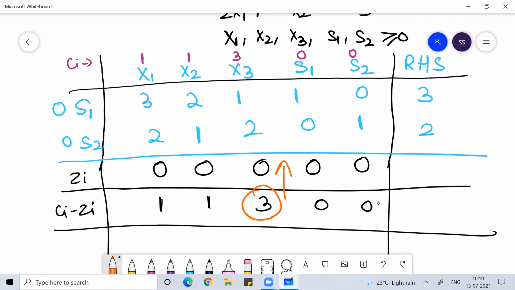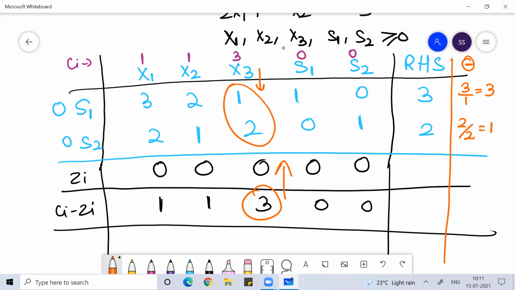You get to know which variable is entering into the solution by looking at the ci minus zi value. Then you can understand which variable is going to be replaced by it. For that, you can look into the theta. So theta here is 3 divided by 1, that is 3. The theta here is 2 divided by 2, which is equal to 1. Look at the corresponding values of the variable which is going to enter into the solution, and divide the RHS by that value to find theta.